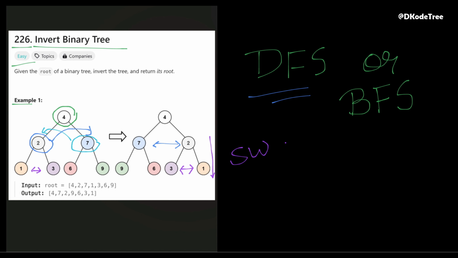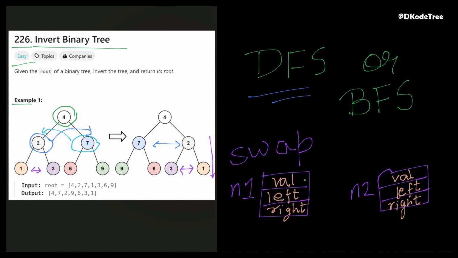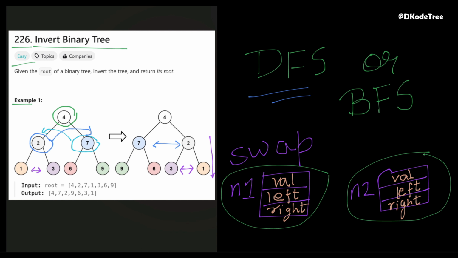And one important note, when we say swap, we are not just swapping the values. We are swapping the entire node. That is, say this is node 1 and this is node 2. So we are not just swapping these values, but we are swapping the entire nodes, which includes the value, left child, and the right child. So when we say that we are swapping 2 with 7, we are actually swapping the entire subtree rooted at 2 with the subtree rooted at 7.